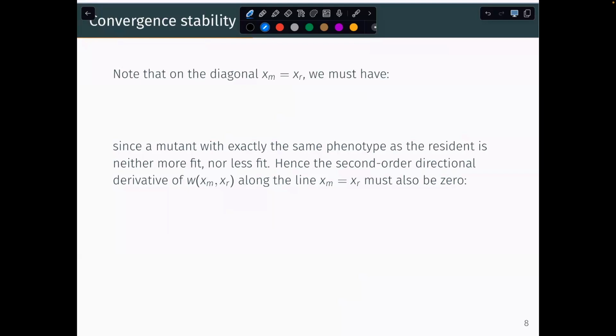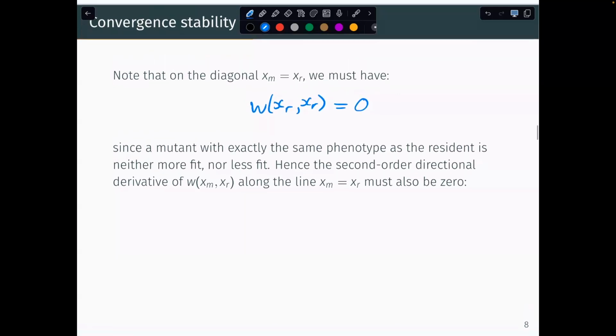One thing to note here, which I mentioned earlier as well, is that on our main diagonal, when xm is equal to xr, our invasion fitness is equal to 0. I'll write this as xr, just to make it clear. If our mutant has exactly the same phenotype as our resident, then it is neither more fit nor less fit, so it has to have 0 invasion fitness. That means that all the way along that main diagonal, this invasion fitness is equal to 0. Therefore, its derivative is going to be equal to 0, and its second order derivative is going to be equal to 0 as well.